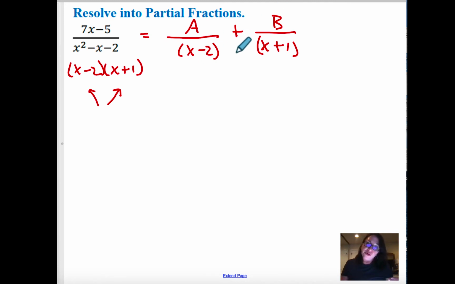In order to find a like denominator, this needs what that has. And isn't that true with everything? Everybody wants what everybody else has, right? Anyway, this right here wants the x minus 2, so we're going to give it to them, okay?